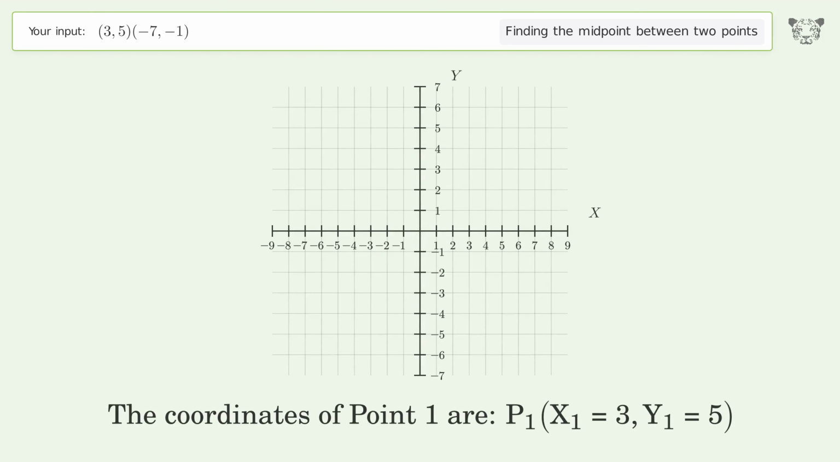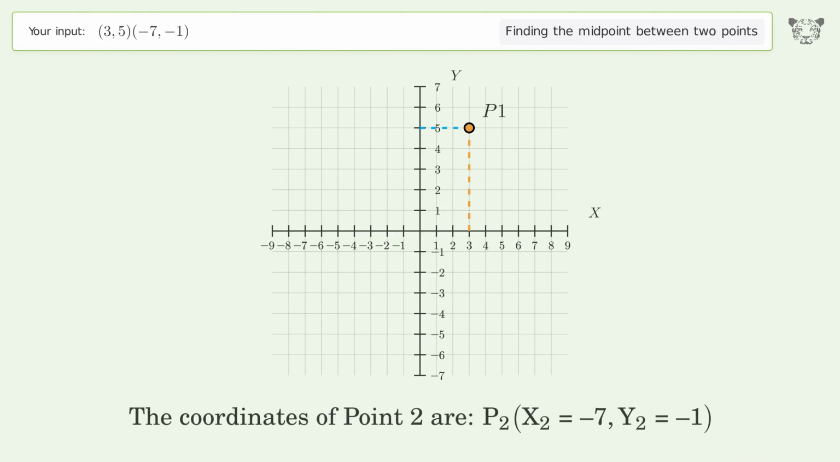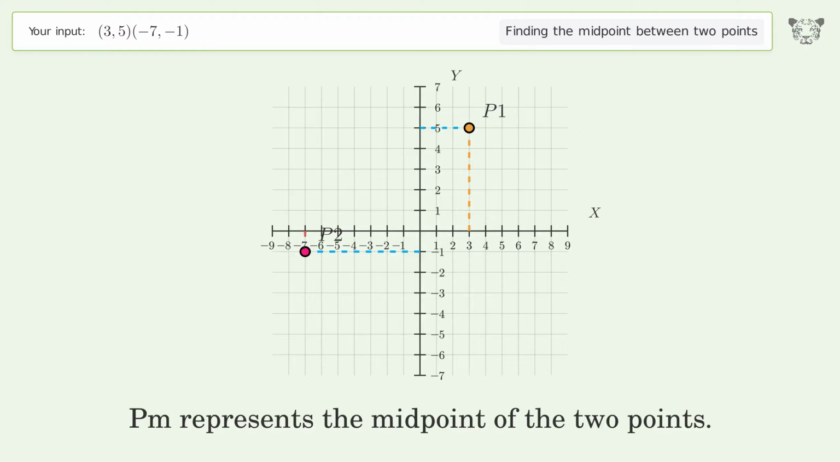The coordinates of point 1 are x1 equals 3, y1 equals 5. The coordinates of point 2 are x2 equals -7, y2 equals -1. PM represents the midpoint of the 2 points.